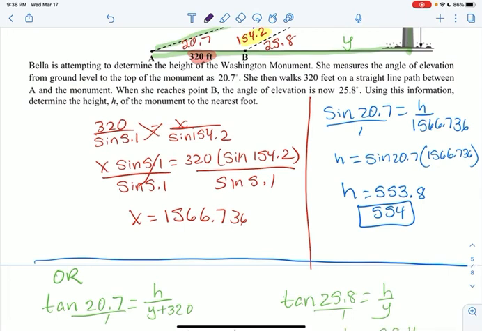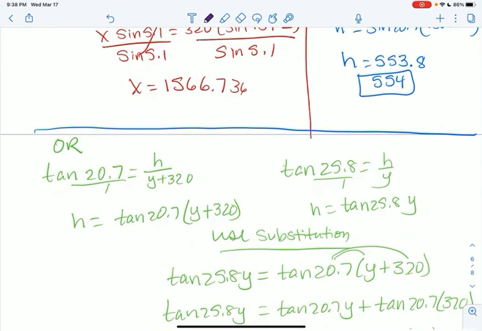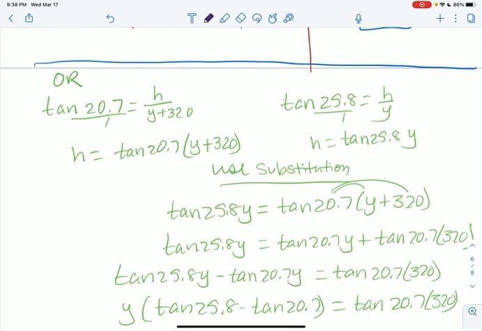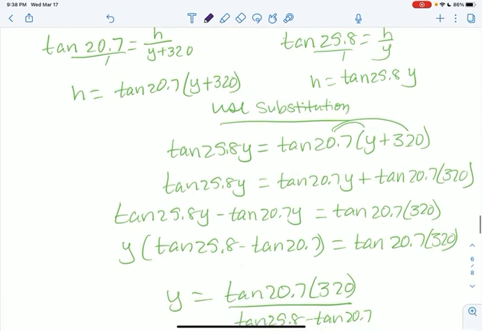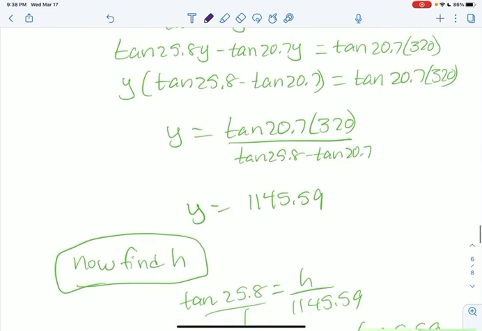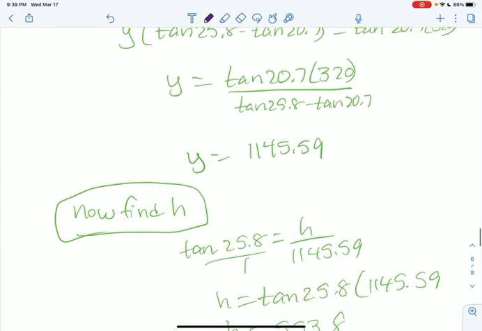The other way to do it is if I wanted to call this segment right here y, then that whole segment is 320 plus y, and you can set up two separate trig ratios with each of the triangles, and then you're using substitution. You're basically solving for h for each one, and since they're both in terms of h, you can use substitution. And after you bring everything with the y to one side, factor out that y and divide by that, you finally find out what y is, and then you can use that to find h. So definitely a tricky problem.